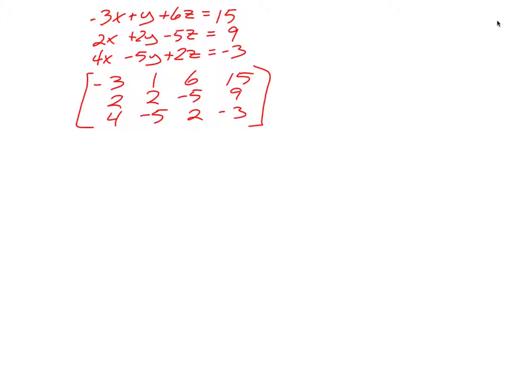Now, one thing that's very important is to make sure you have it written down correctly to start with. Because if you don't, then you're in trouble. You're going to do a lot of work for nothing. So make sure you wrote it down right. -3, 2, 4, 1, 2, -5, 6, -5, 2, 15, 9, -3. So I've gotten it down correctly.